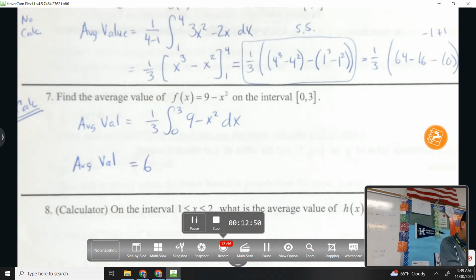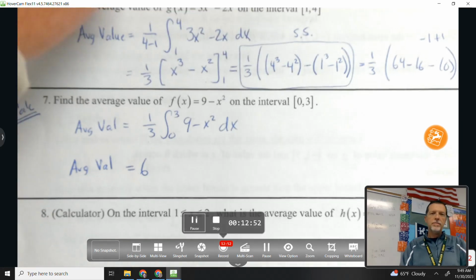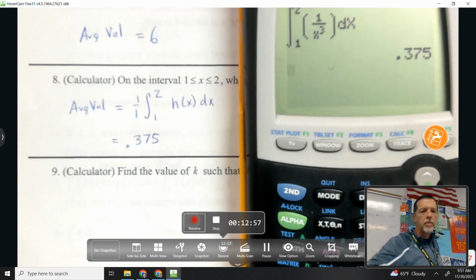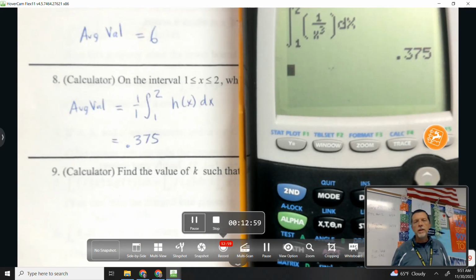Number 8. Why don't you try number 8? It's kind of the same thing. 0.375. Again, pretty easy. This is another one of those things where when we're doing all average value things, it's pretty easy because you just do the same thing over and over again. You get into practice on it. The tricky part will come later when we shuffle all the things up, and then one question's a fundamental theorem of calculus, and the next question is average value. Do you remember what to do where?